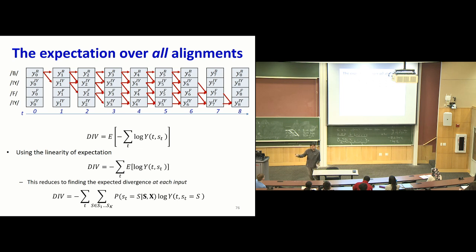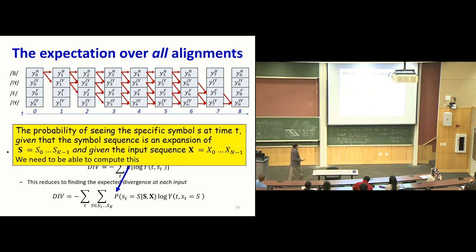Make sense? Right? So all of these terms are available except one, because the network has already computed all of these probabilities, right? What you don't have is this one term here, which is the probability of seeing the specific symbol at time t given the symbol sequence, given that the alignment is an expansion of this compressed sequence, right? And we need to be able to compute this.